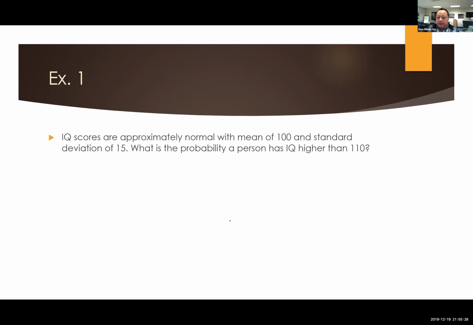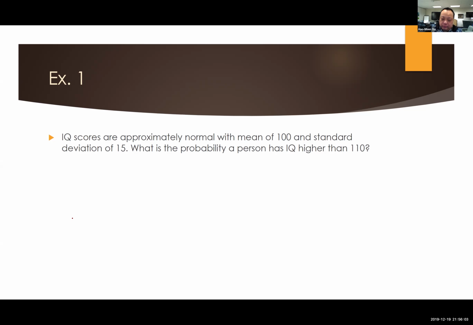Right, so let's take an example. IQ scores are approximately normal with a mean of 100 and standard deviation of 15. What is the probability a person has IQ higher than 110? So what's the first thing we do when we have a normal problem? The first thing we do is to always draw the normal graph and mark up the diagram, right?